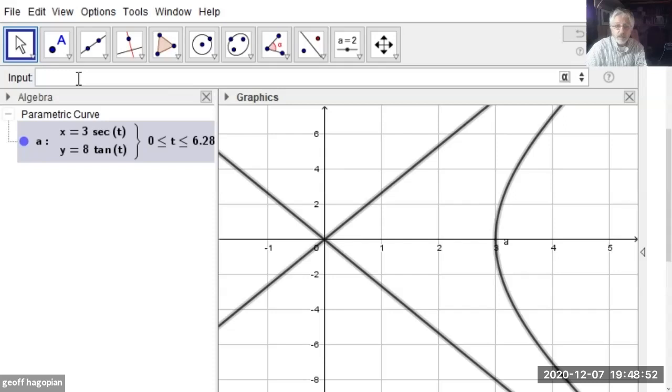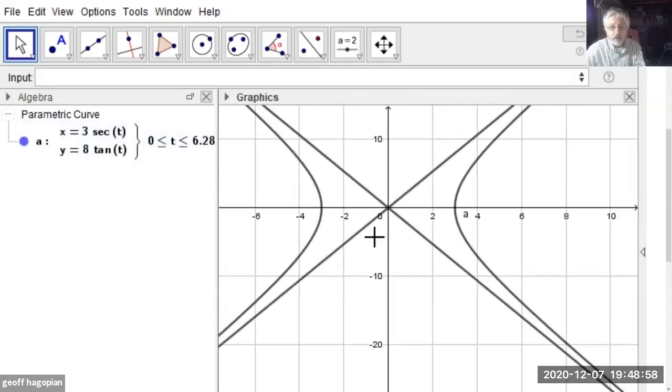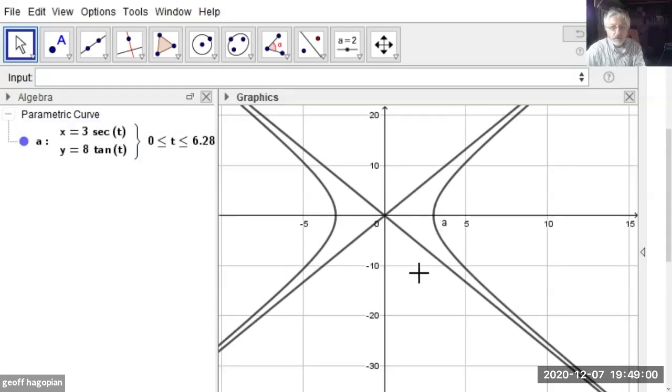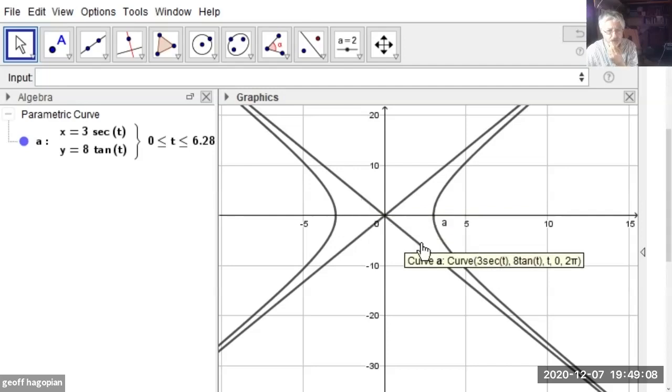And this is what I get, which is that hyperbola, right? It's a little bit more than that hyperbola though, right? What are these lines in between here? Well, those are the asymptotes. Why does it draw the asymptotes? Well, that's sort of an artifact of how it draws, right?